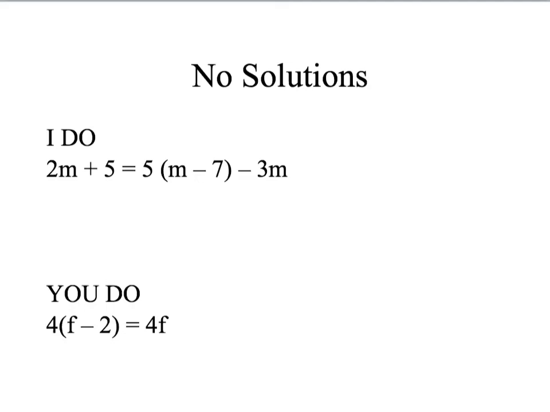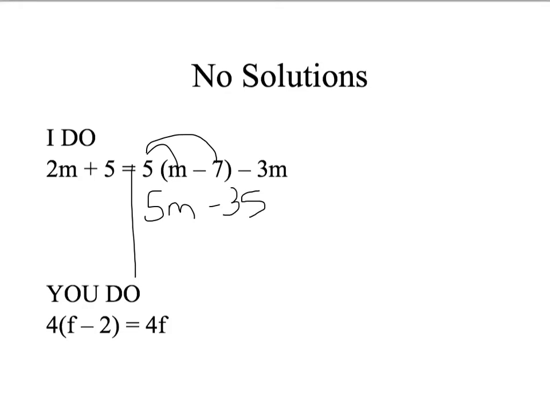Okay, this is part 2 of lesson 3-5. So sometimes you might see a problem with no solution. So the first thing I'm going to do is distribute 5 times m, which is 5m, and 5 times negative 7, which is negative 35.